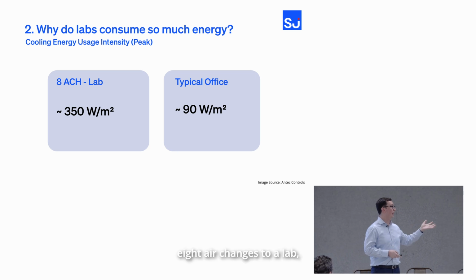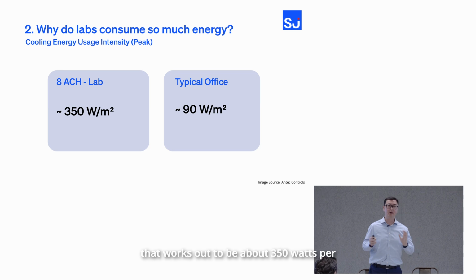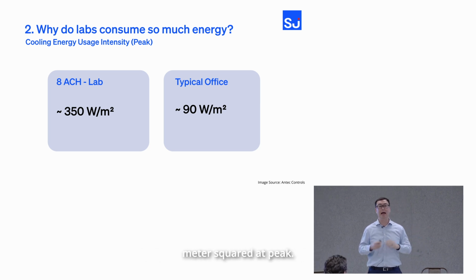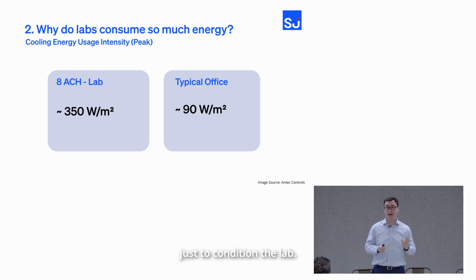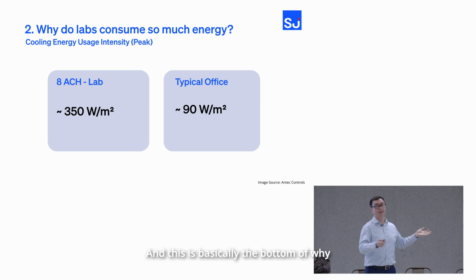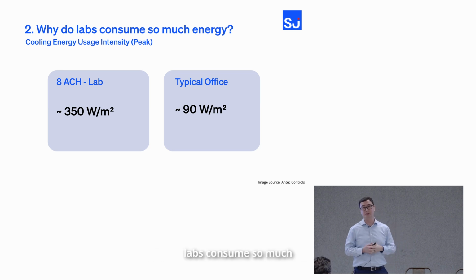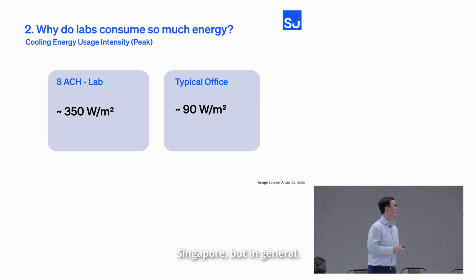So when we translate 8 air changes to a lab, that works out to be about 350 watts per meter squared at peak. That's just for cooling. Now when we compare that to a typical office, that's 90 watts per square meter. So that's more than 3.5 times the energy consumption just to condition the lab. And this is basically the bottom line of why labs consume so much energy in Singapore. Actually, not just in Singapore, but in general.